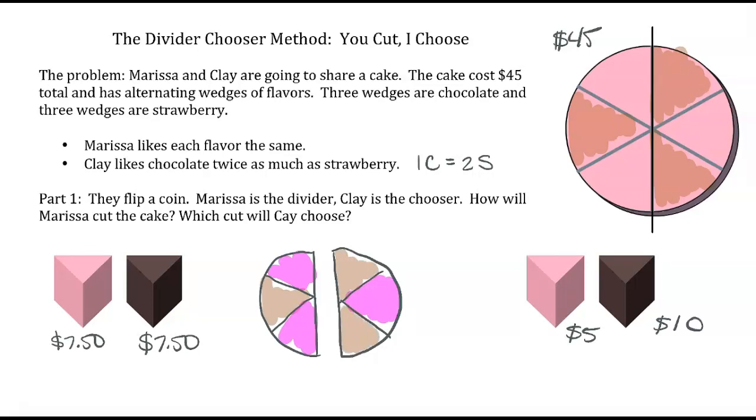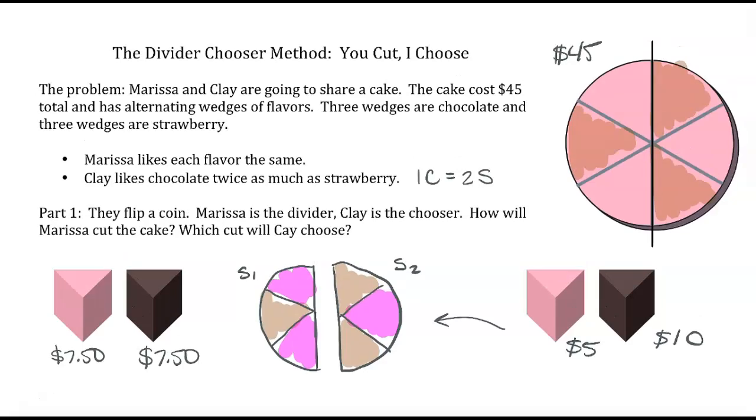Marissa has now divided the entire cake into 2 shares, S1 and S2. And based on her value system, these 2 shares are each worth exactly 50% of the cost of the cake. According to Clay, these 2 halves are not worth the same. So which one do you think Clay is going to choose? Of course, Clay will choose S2.